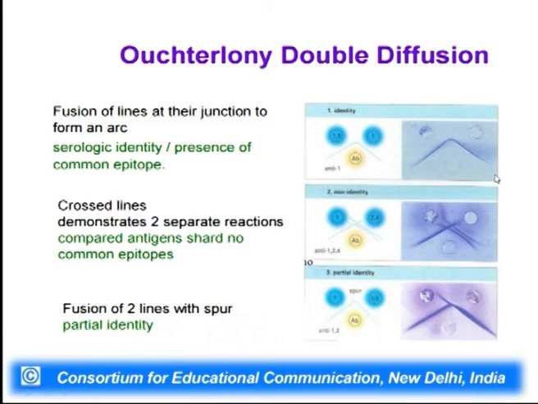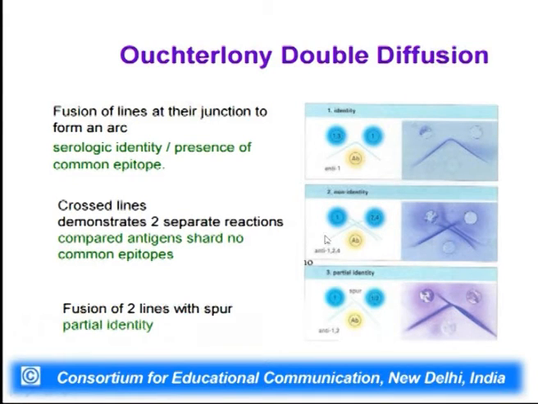What do I see? I can easily see an arc, and this arc gives us the presence of a common epitope in the antibody. So this is a precipitin ring, the line which we have visualized at the zone of equivalence.